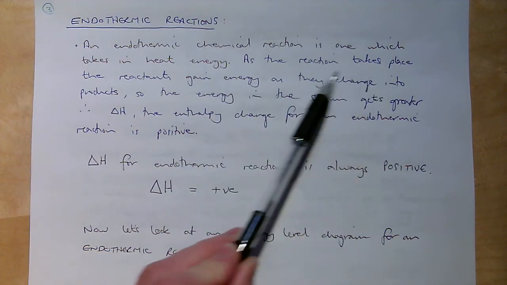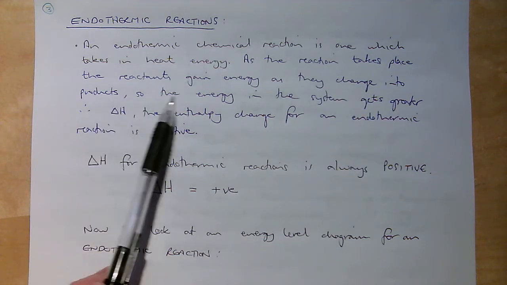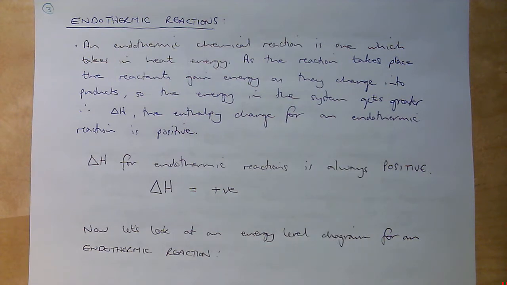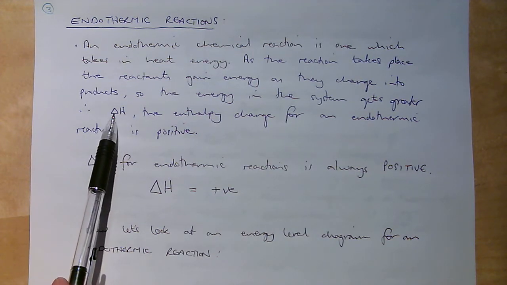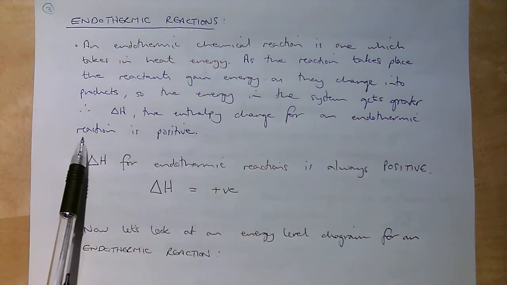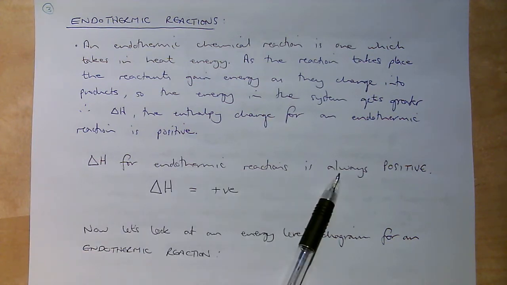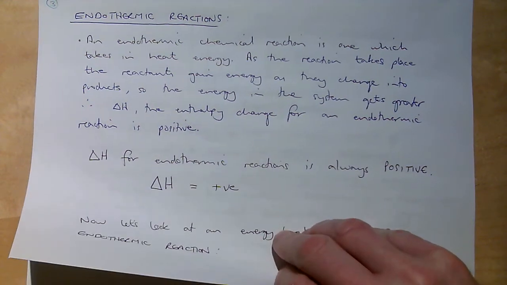As the reaction takes place, the reactants gain energy as they change into products, so the energy in the system gets greater. Remember, we measure the change in energy in the system through the enthalpy change, delta H, the change in heat energy. So delta H for an endothermic reaction is always positive.